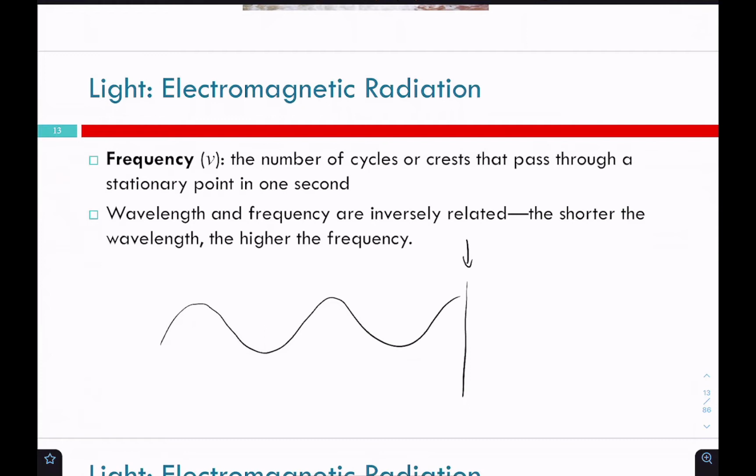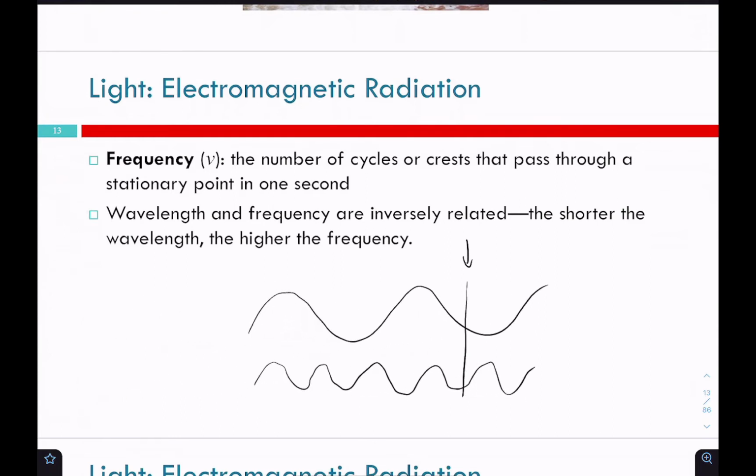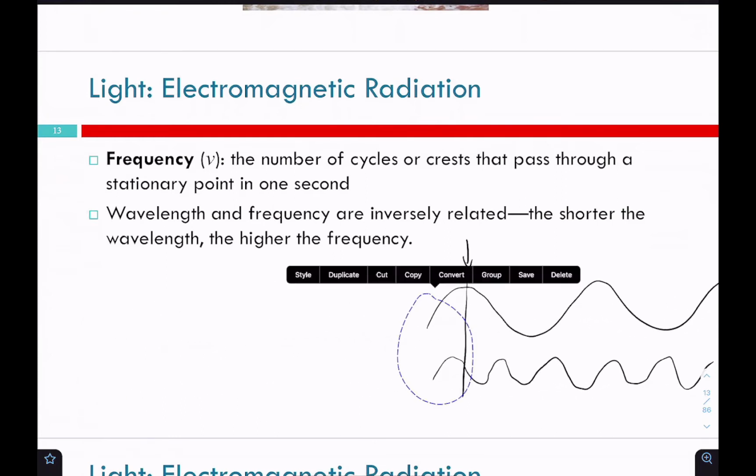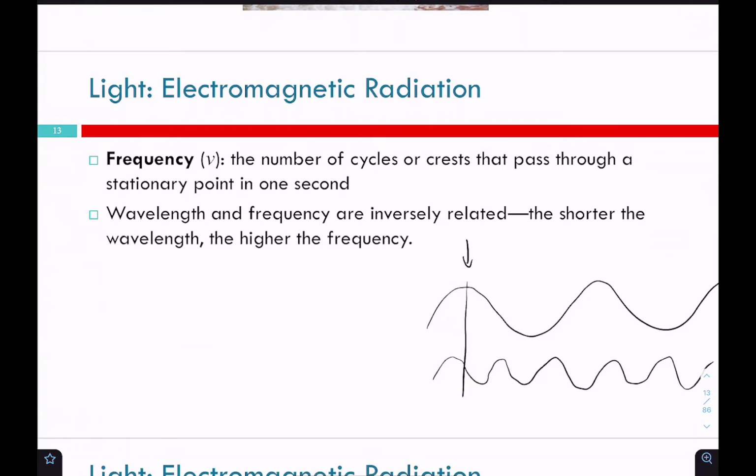So you can imagine if you had a wave with a smaller wavelength, right? Light is always moving at the same speed. So if it's moving at the same speed, then a shorter wavelength means you get more peaks crossing that point per second. So if you have a shorter wavelength, you have a higher frequency. So they're inversely related.